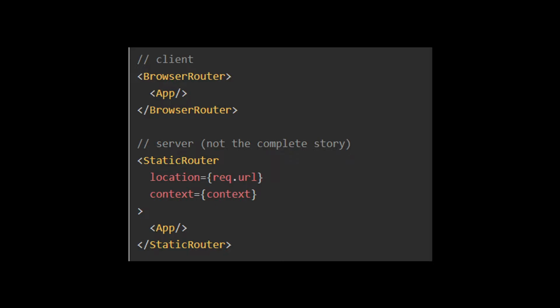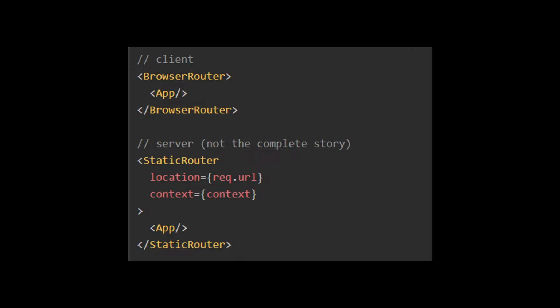When you render a redirect on the client, the browser history changes state and we get a new screen. In a static server environment, we cannot change the app state. Instead, we use the context prop to find out what the result of rendering was. If we find a context.url, then we know the app redirected. This allows us to send a proper redirect from the server.